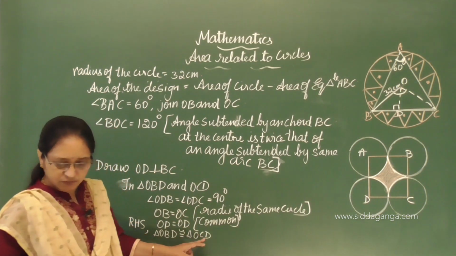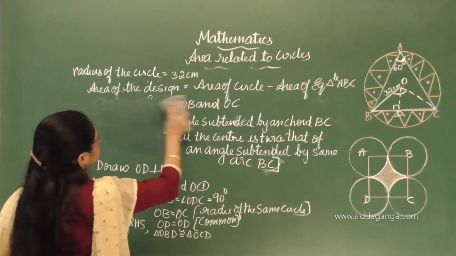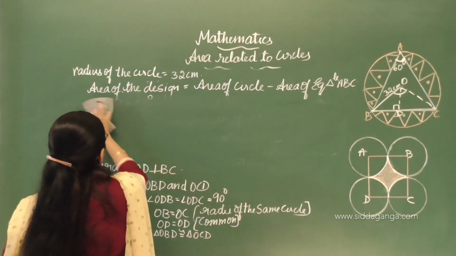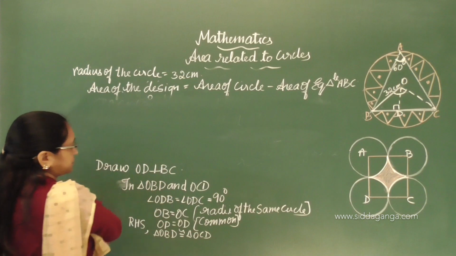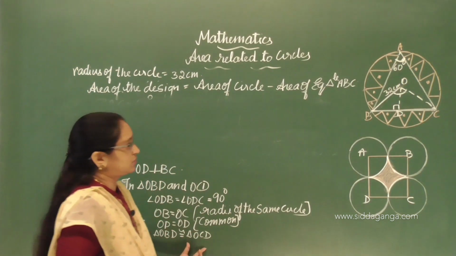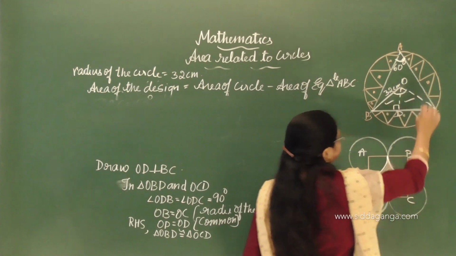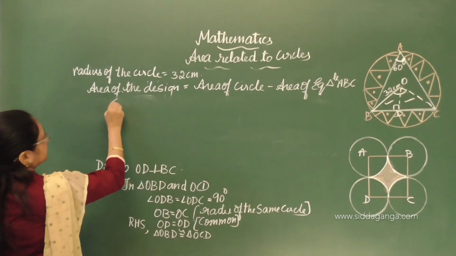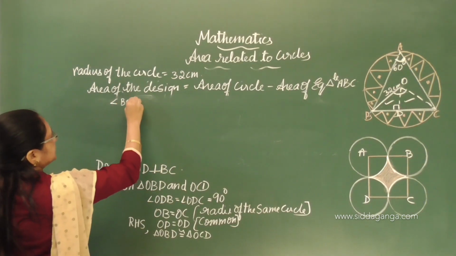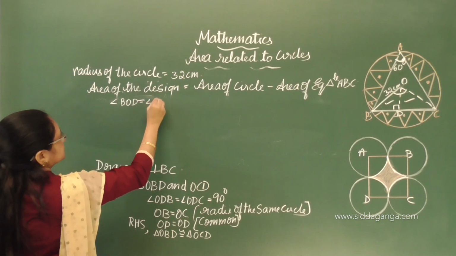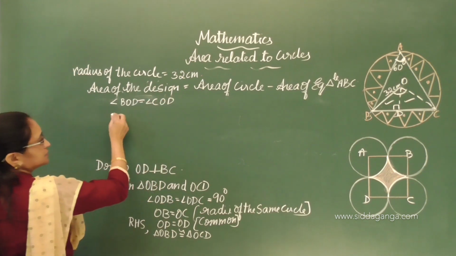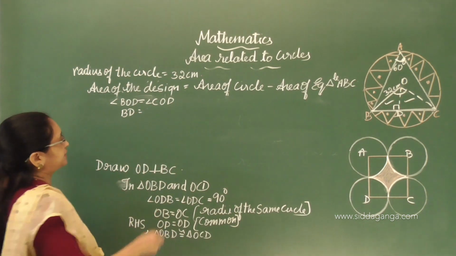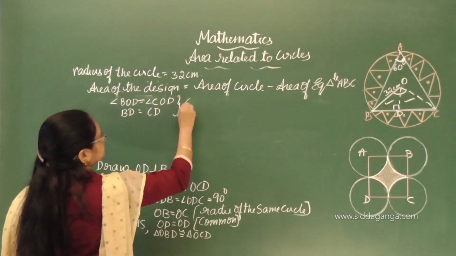Okay. Now I will write here, this part you have learnt already, so I am going a little faster here. OBD is congruent to OCD. Now these two triangles are congruent, therefore what we can say: angle BOD is equal to angle COD, and BD is equal to CD, okay, by CPCT.